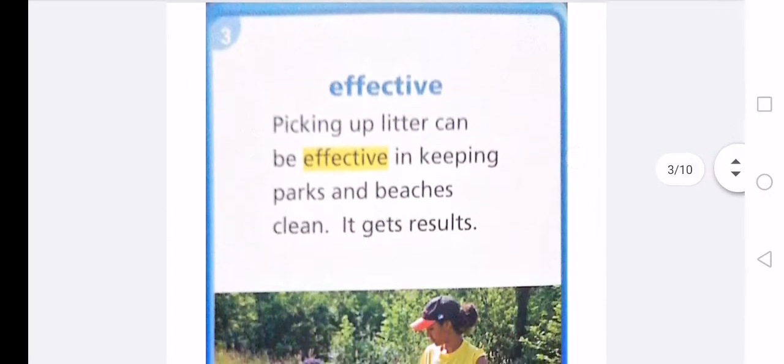Number 3, the word is effective. Picking up litter can be effective in keeping parks and benches clean. It gets results. Effective. That means another word for effective can be that it accomplishes its goal. It's effective. It's positive, right? It is changing. It is moving on.